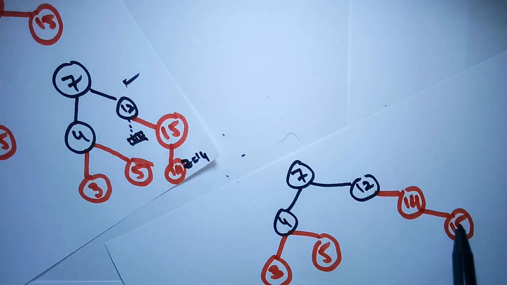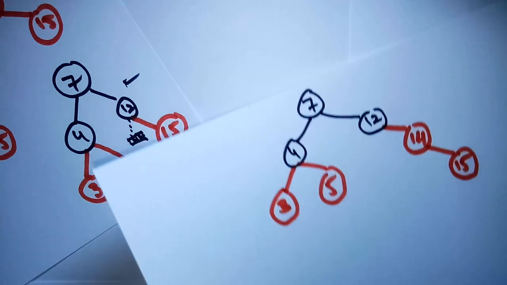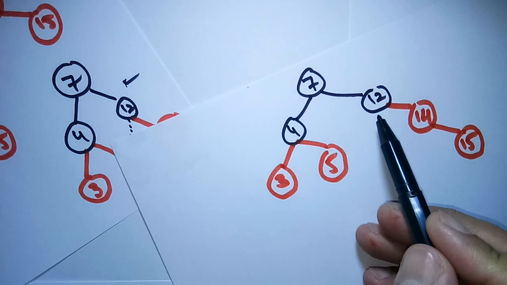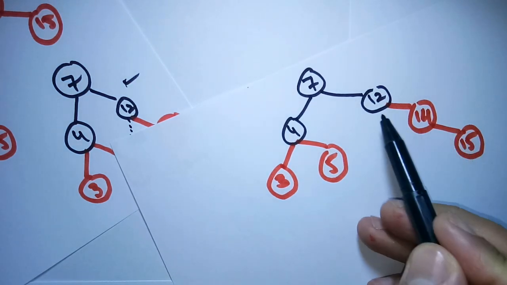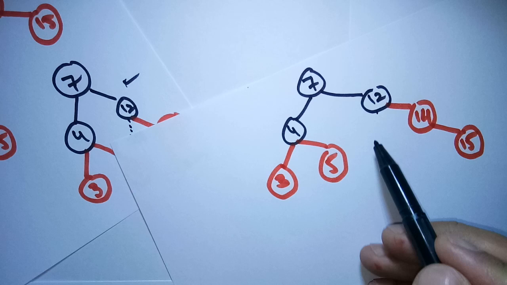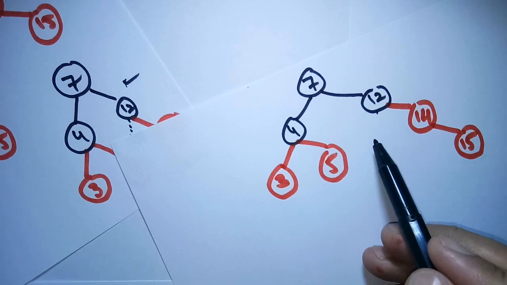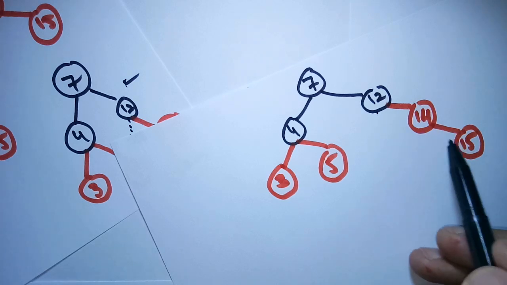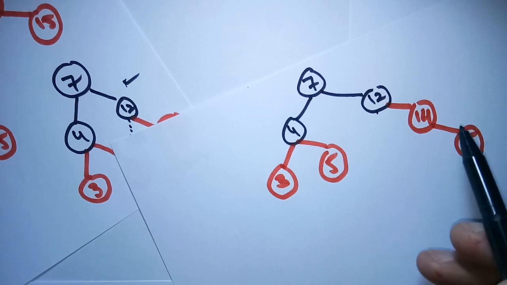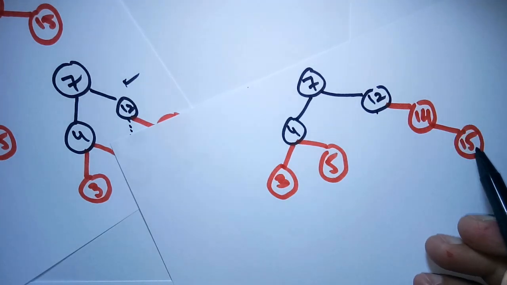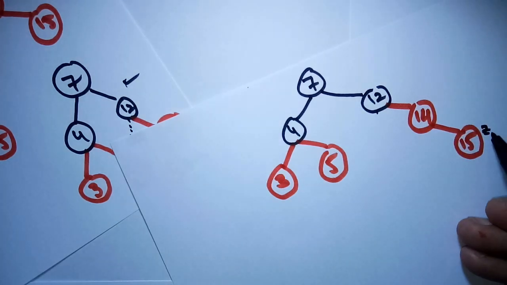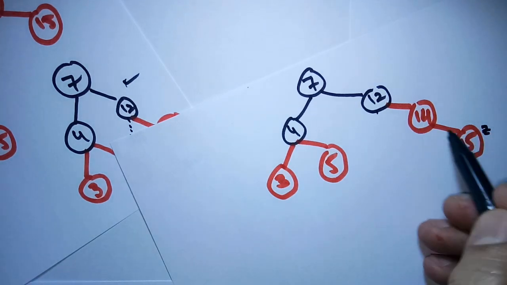So it still violates the property, right? Why? Because both are red. 14 is red and has a red child, that is 15. So in this case, again we need to check the uncle of 15. Uncle of 15 is nil, still nil, that is black. And now it does not make a triangle, it makes a line with its parent. So rule number 4 will be followed. Now this is Z, because of this the rule is violated.